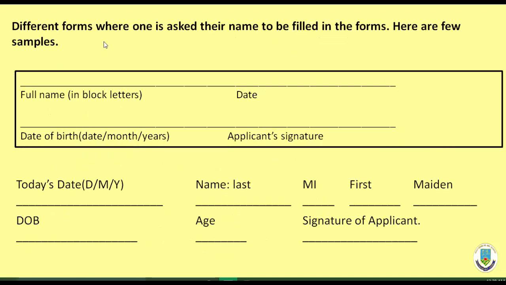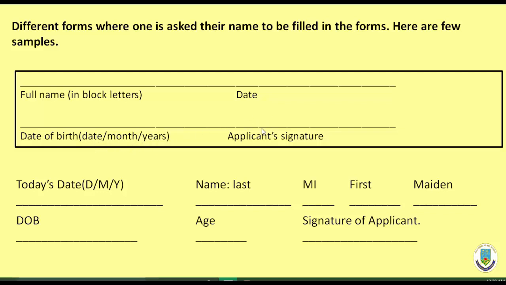These are different forms where one is asked to fill in their name, and here are a few samples I have typed for you. It's very simple here. Full name in block letters. You have to write the date of birth. See, you have to write in this sequence only: date, month, and year. Not as you wish, but as they ask for.